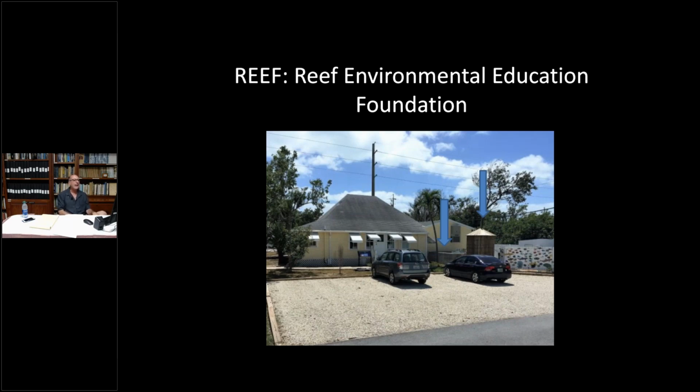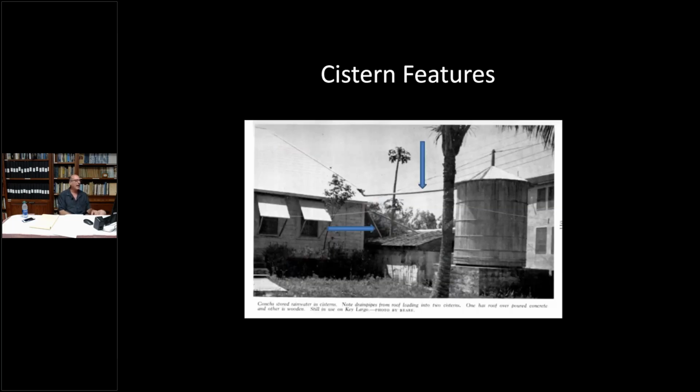There's a round one that's been reconstructed. Jerry Wilkinson and the Historical Preservation Society of the Upper Keys funded the reconstruction of this cistern. And then behind it, there is a more traditional square cistern. This is an old picture from an old book that shows the 2 cisterns as they were originally. And the square cistern in the back also has its cover on it.